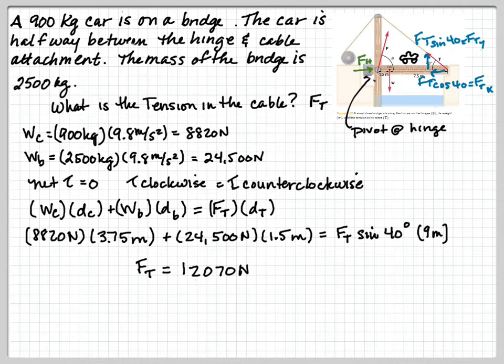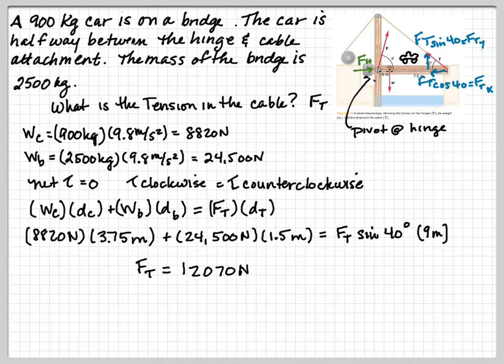We have the mass of the car is 900 kilograms. We have the mass of the bridge is 2,500 kilograms, and the center of gravity of the bridge is identified on the drawing as being 1.5 meters away from the hinge. The car is right in the middle of the bridge. And our first question is, what is the tension in the cable?